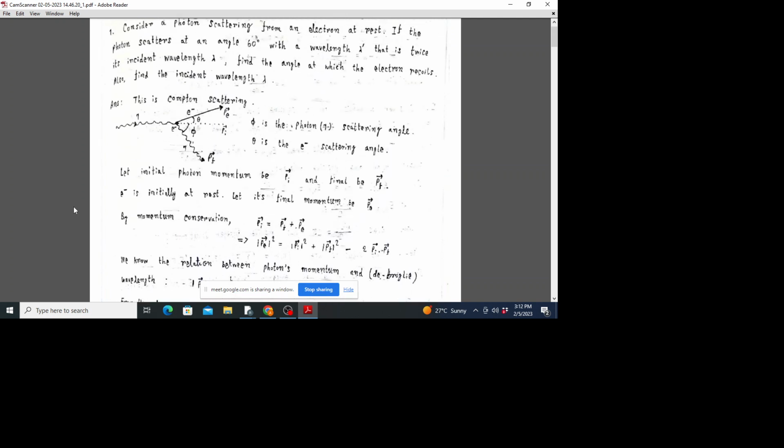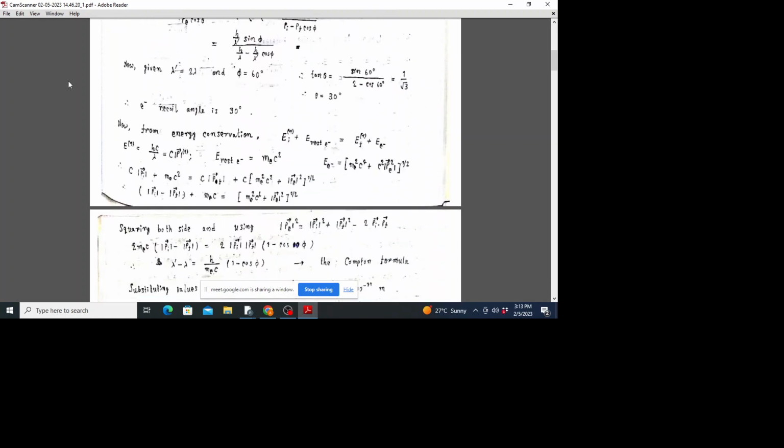Now, we will need to find the value of the incident wavelength lambda. For this we need to use the original Compton scattering relation.